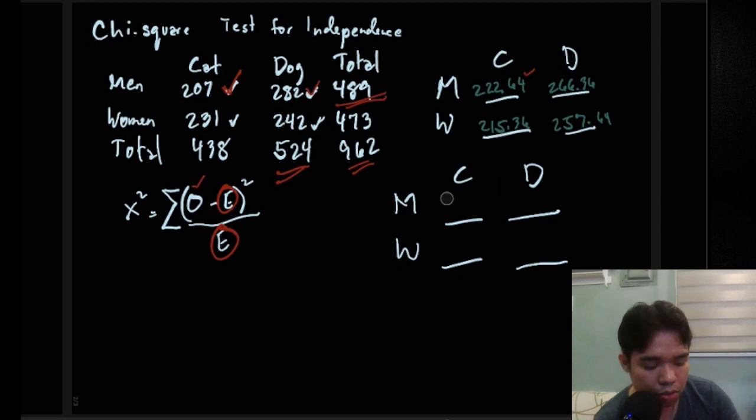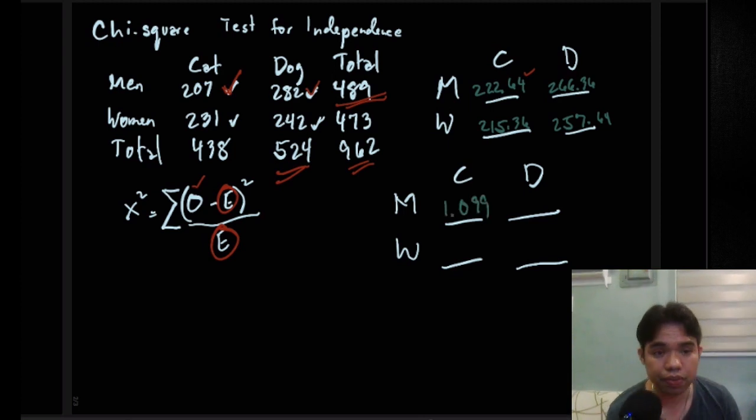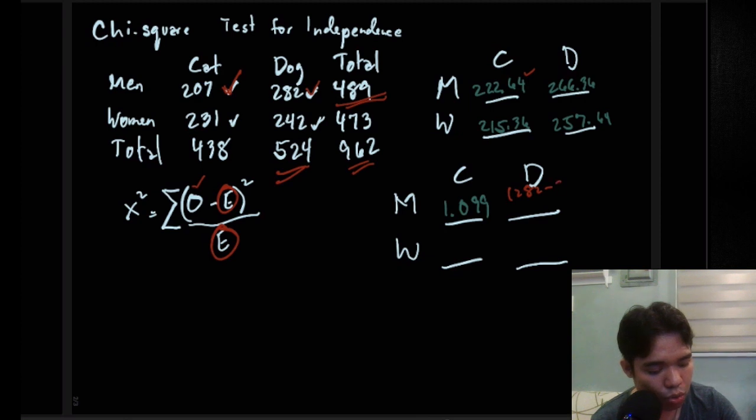Let's remove it and have the answer now. The answer for this is 1.099. It's 3 decimals because it's the final answer. It's chi-square, so usually it's up to 3 decimal places to make it more accurate. Then we will do the same for those men who prefer dogs. It's the same: 282, that's observed, minus the expected, 266.